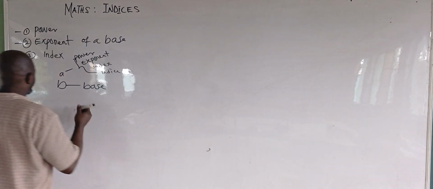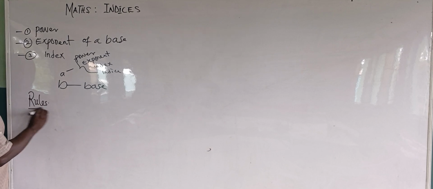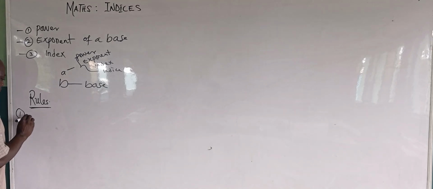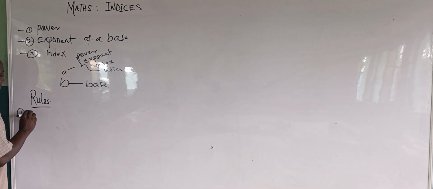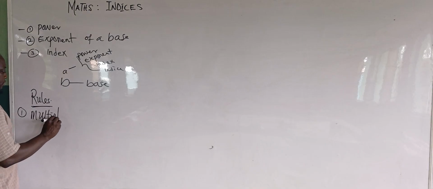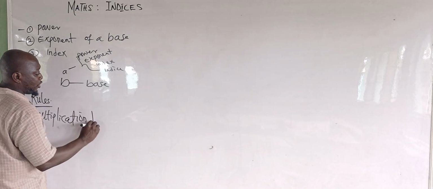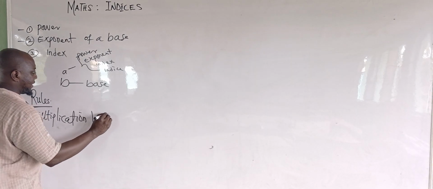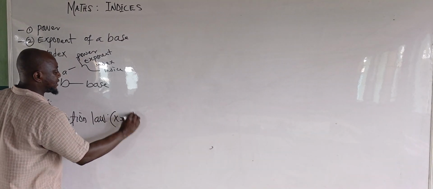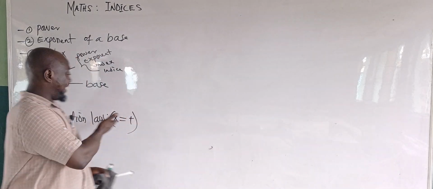So with this said, let's discuss the rules. Number two concept here, I want to discuss the rule. First, we have what we call the multiplication rule or law. In this case, we change our times to plus. That's what we are doing. We are simply changing our times to plus in this case.